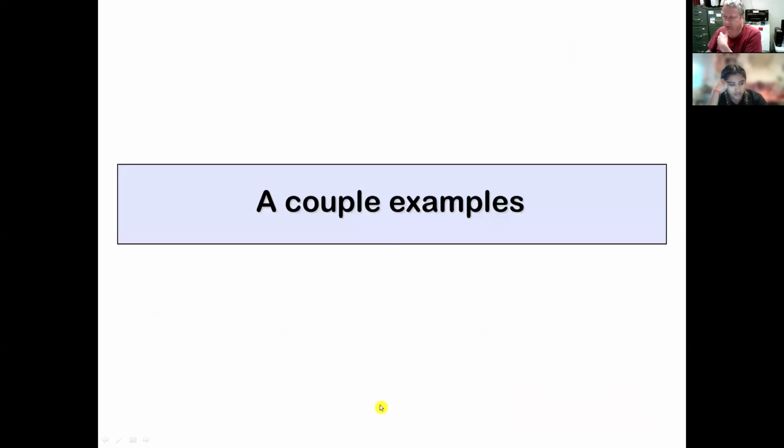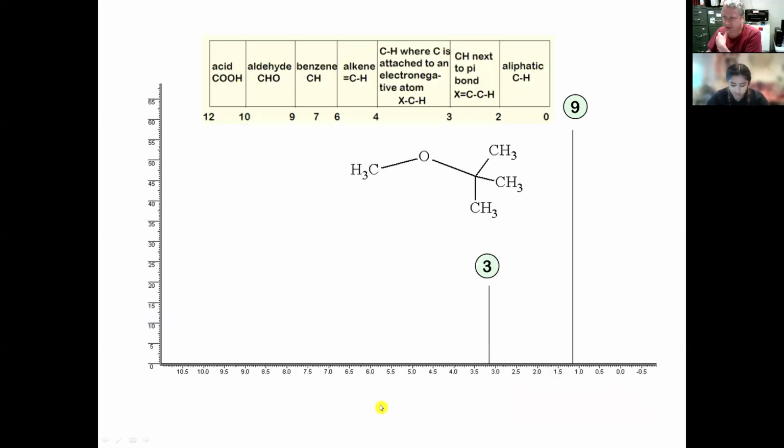Okay, so a couple examples. This is just a simple molecule. What's the name of this functional group? Begins with E. Don't say ester. End of organic 1. Yeah, ether, yeah. Methyl tert-butyl ether. Very boring molecule. And the NMR is very boring also.